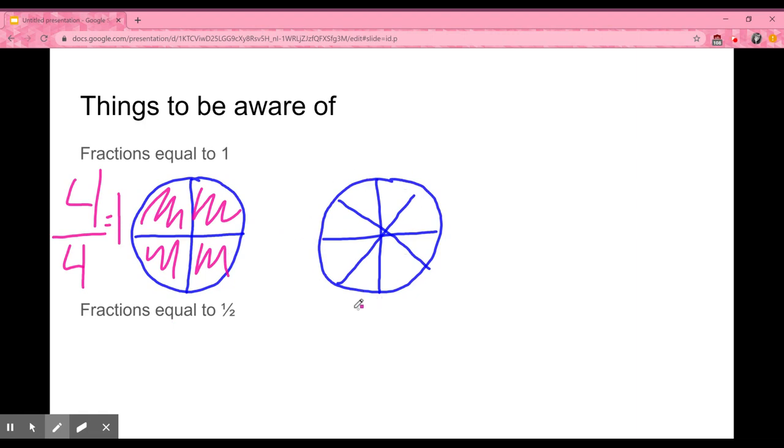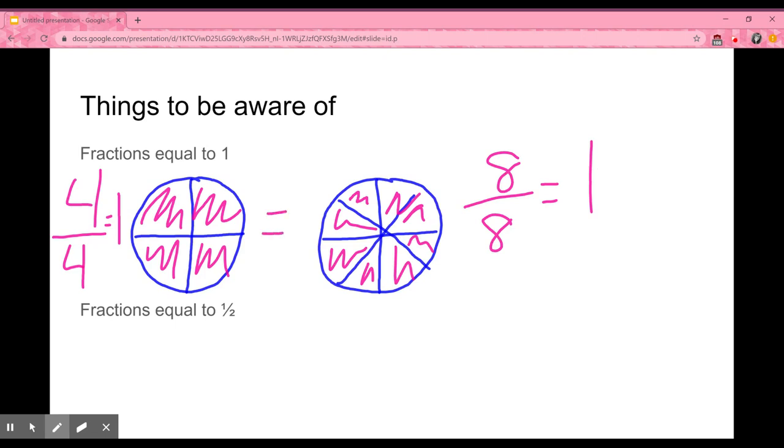Now, a same size pizza, but cut into 8 pieces. If you ate all 8 of them, I'm just going to color them in real quick, you would have eaten 8 pieces out of 8 total, 8/8. You ate the whole thing, one whole pizza, and our numerator is the same as the denominator, so it's equal to 1. So these two pizzas are equal to each other. They're equivalent. 4/4 is equal to 8/8 because they both equal 1. And 1 is the same thing as 1, right?